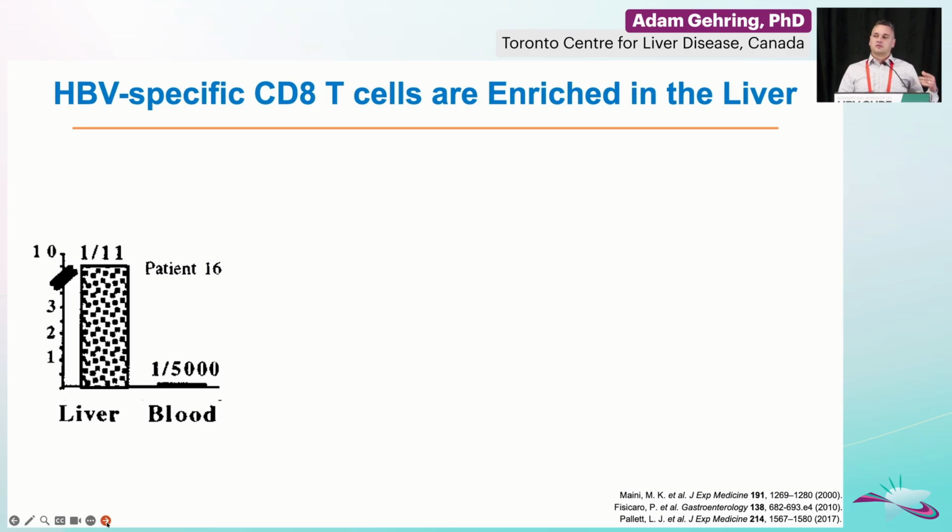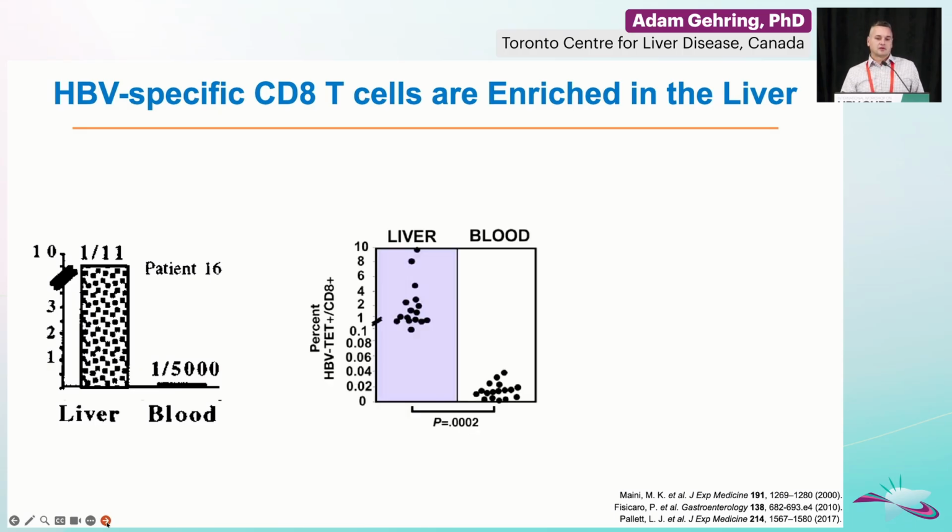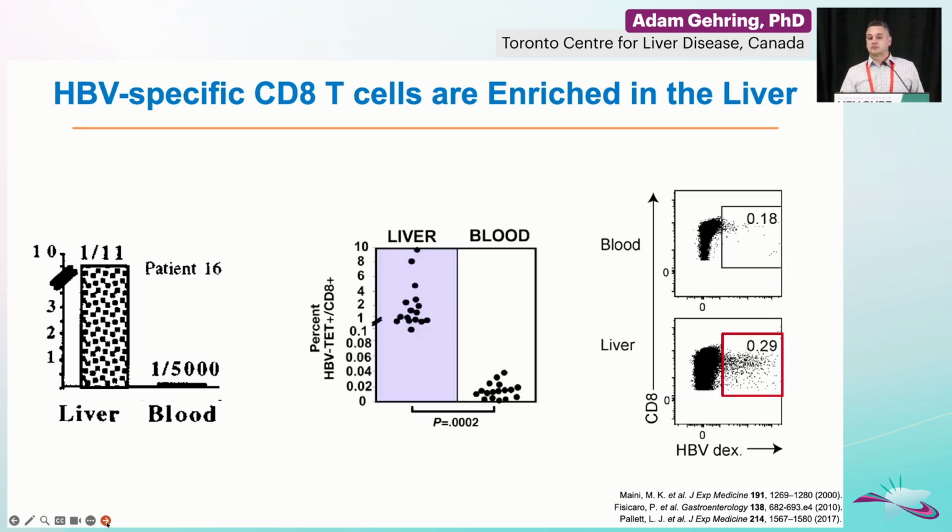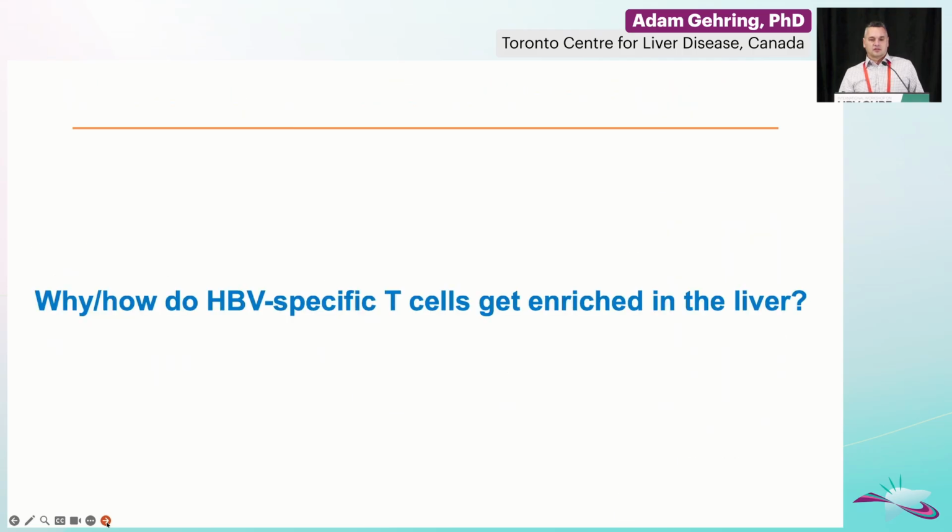And we know from a number of studies, going back over 20 years, that HBV-specific T-cells can be enriched 100-fold or even more within the liver compared to the blood in matched patients. And we've seen this across multiple studies using tetramers, using functional experiments. And so we know that HBV-specific T-cells are enriched within the liver. So if they are enriched, how do they get into the liver?